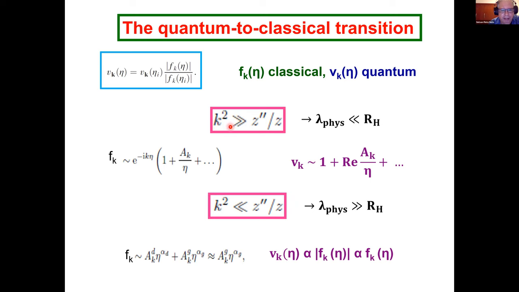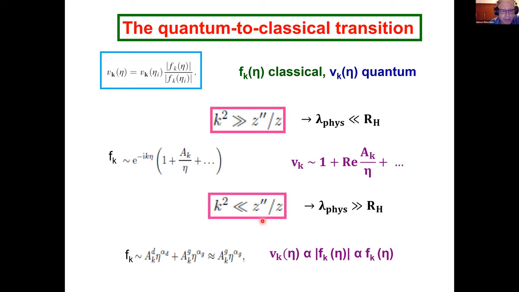But when k squared is much bigger than z double prime over z, that is the regime where you have just a harmonic oscillator. The classical solution is just an oscillatory function of time. And if you look here, v of k is almost a constant. Okay? So they are completely different. So at the beginning, the field is really quantum.